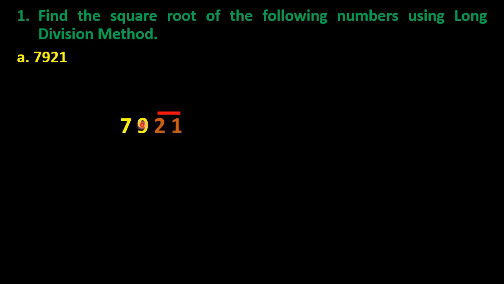And we move on to the third digit and fourth digit, so above them also we place a bar. So altogether there are two bars. Now we draw a line in this way, and these bars divide the number into periods. So here there are two bars, so 79 is the first period and 21 is the second period. Taking the first period 79, we have to find the largest number whose square is less than or equal to 79.